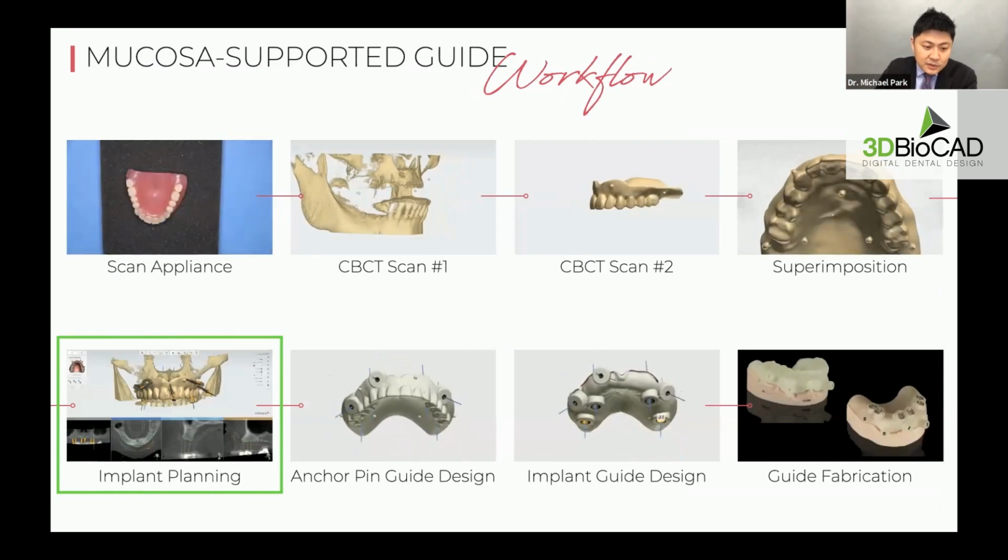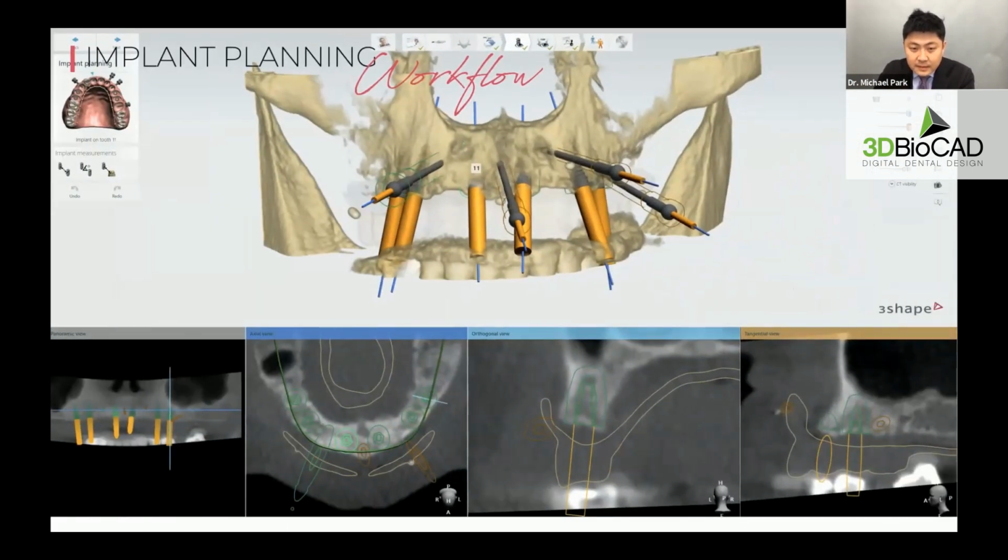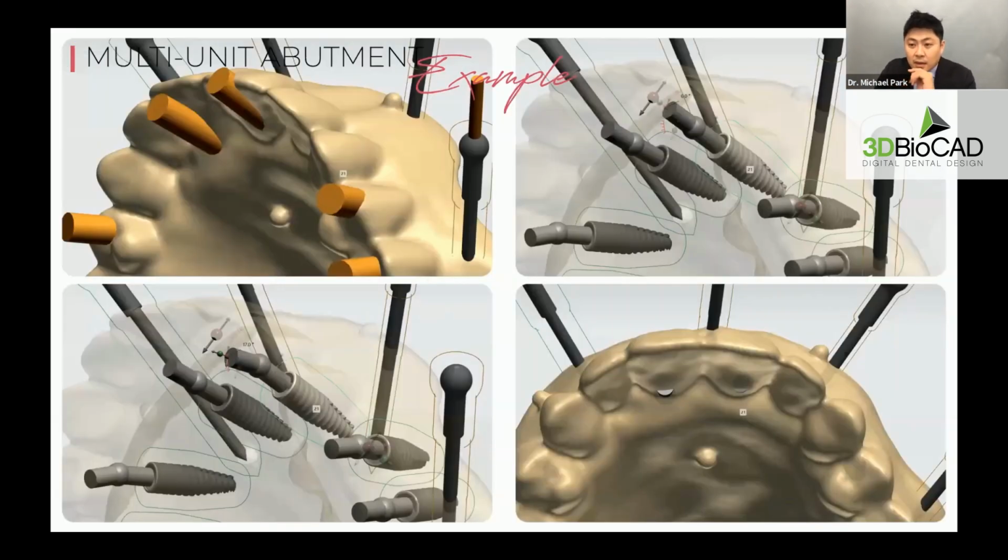So the next step is to do the implant planning. Because we have the prosthetic information and the bone information, the hard tissue information, we can plan our implants accordingly and place them in the correct position. And one good thing about the Implant Studio is that you can place virtual abutments on the virtually planned implants, and then you can change the angulation.